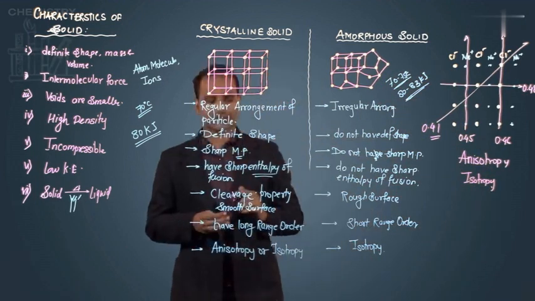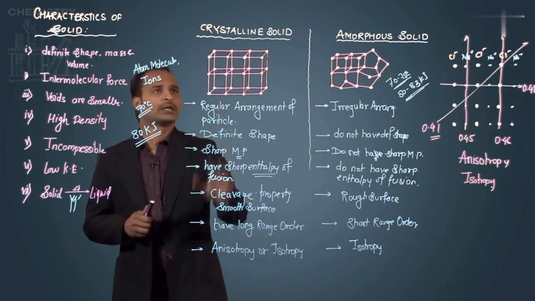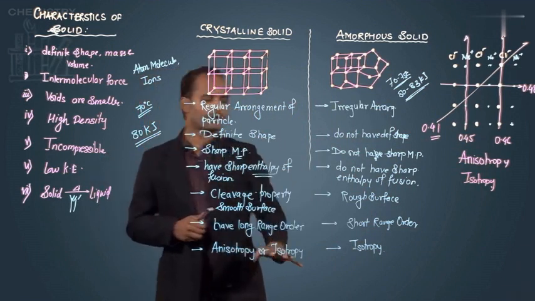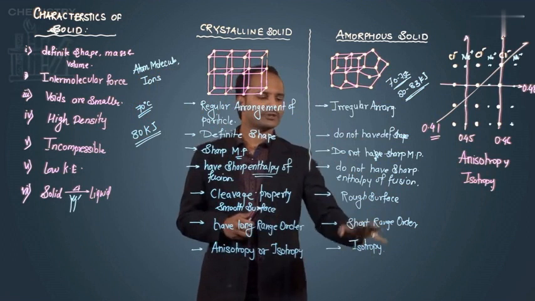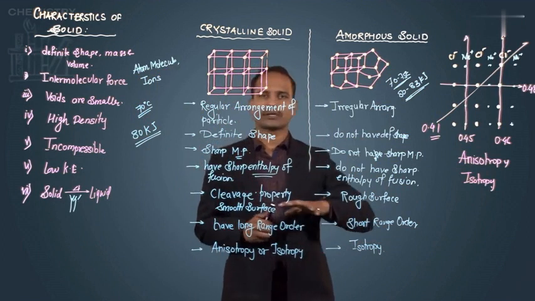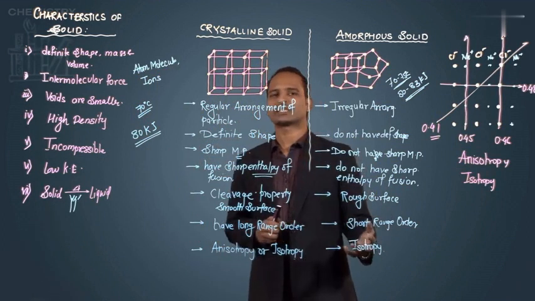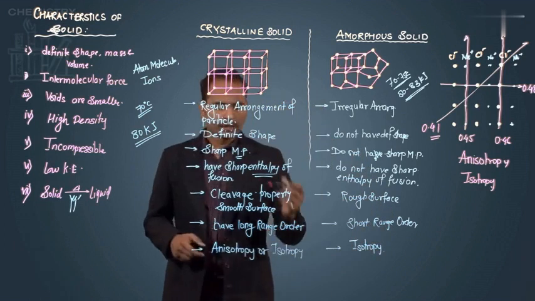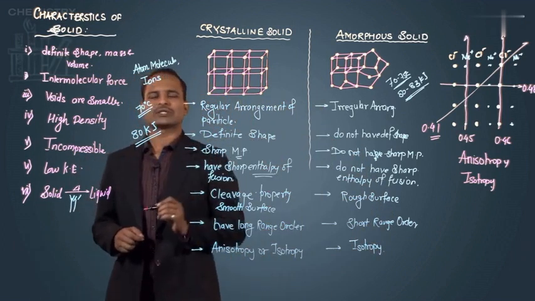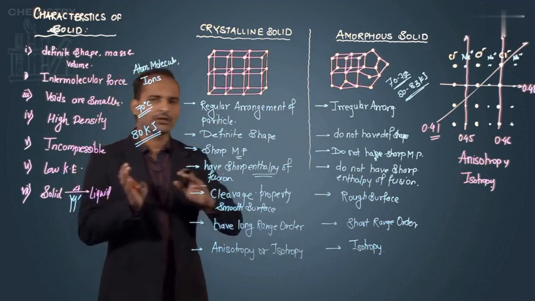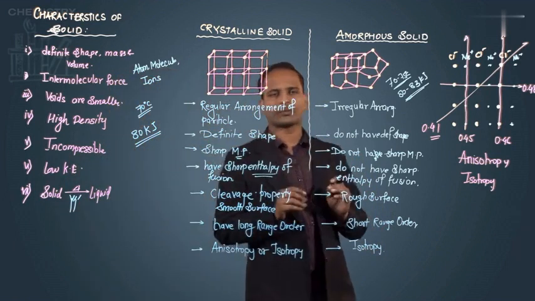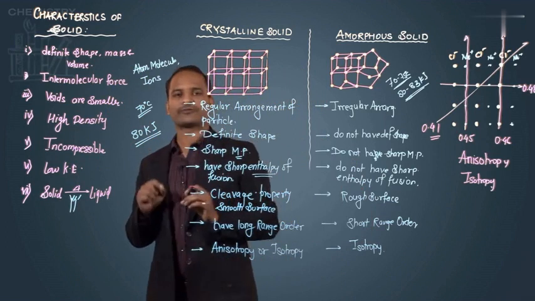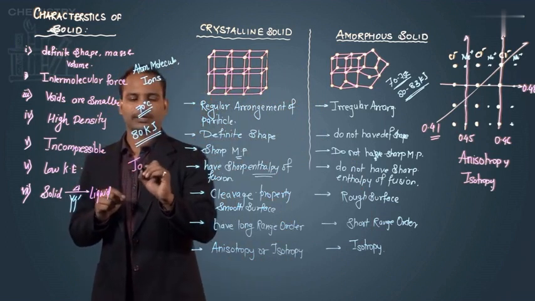Now, crystalline solids may be anisotropic or isotropic, but in amorphous solids, whenever the properties are measured in different directions, they always give the same value, and that's why amorphous solids are considered isotropic. Also, not all crystalline solids show anisotropic property. There is only one specific type of crystalline solid, known as ionic solid.